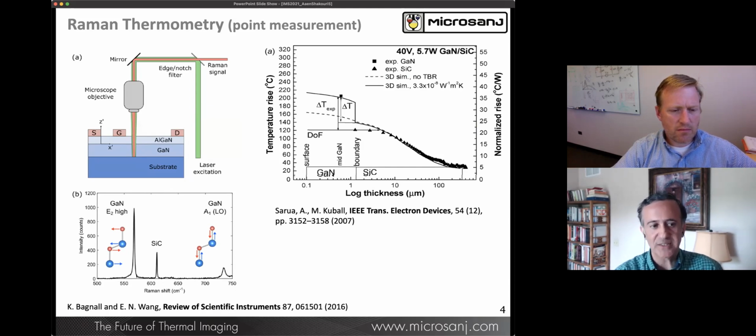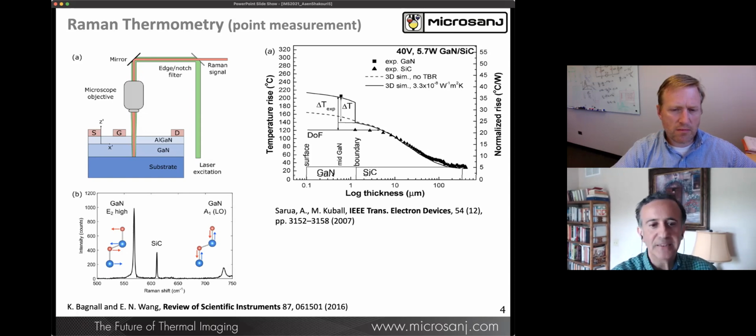What is interesting is that the position of these peaks and their amplitude can be used to measure temperature. A beautiful example of this is shown on the top right-hand side, an early measurement by Kuball's group that shows temperature from a silicon carbide substrate at a depth of a couple of 100 microns, up to the top surface, the gallium nitride. So you can really see the thermal boundary resistance.